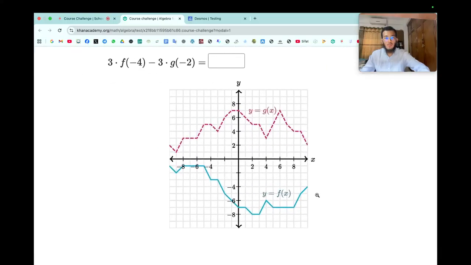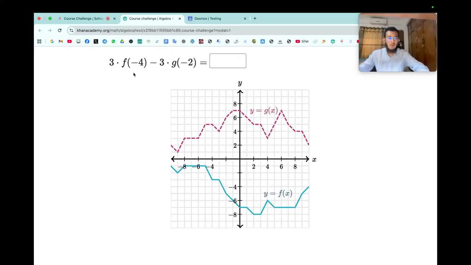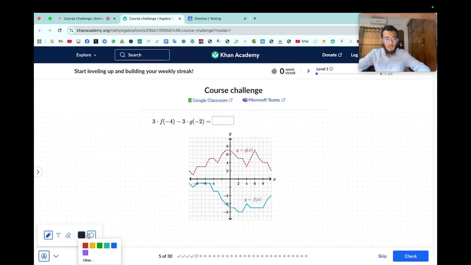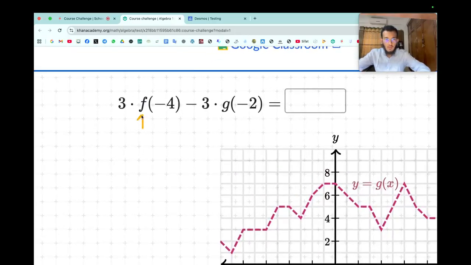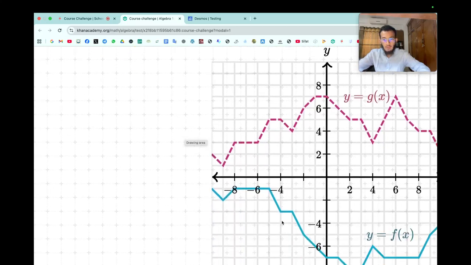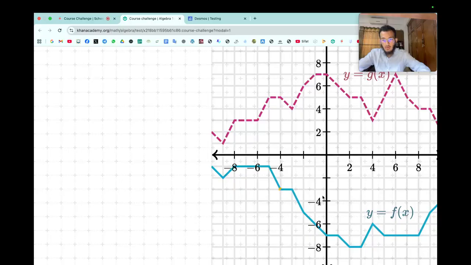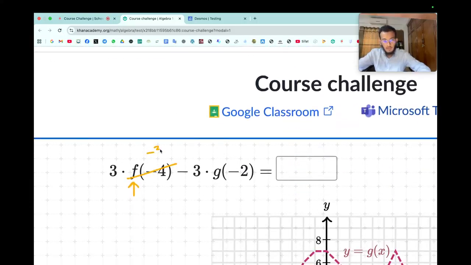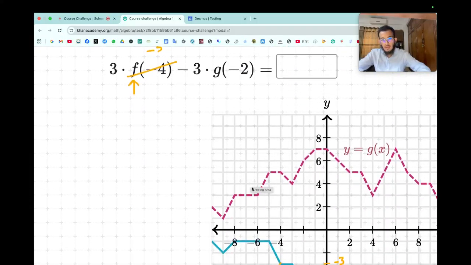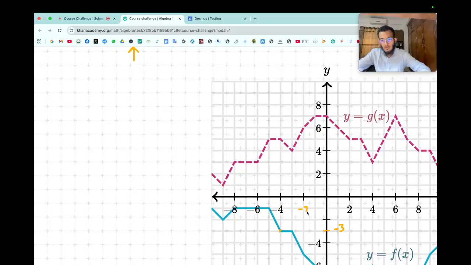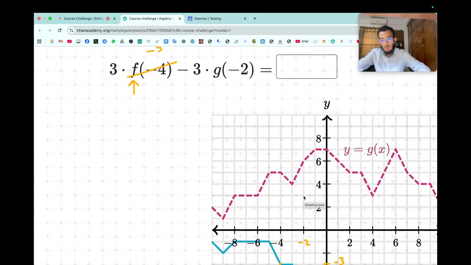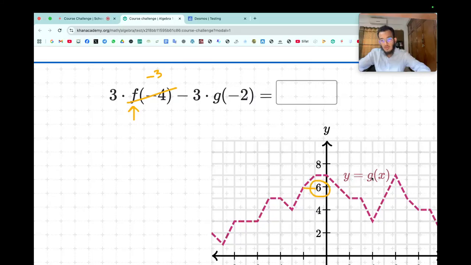All right. So we have to solve 3 times f of -4 minus g of -2. Let's see what the function f gives us as output for -4 input. For -4 input, we have an output of -3. So we can replace this with -3, 3 times g of -2. For -2, g gives us +6, so I can replace this with +6.